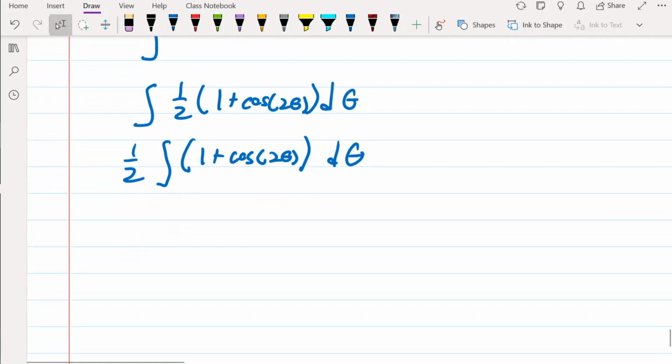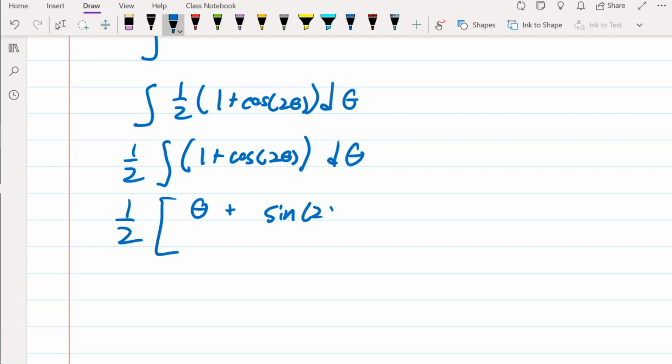From here, we can integrate. So we're going to have 1/2 times theta plus, if we take the integral of cosine, we're going to get sine of 2 theta. And because we have to use u substitution, this is going to be 1 over 2 in front. We're just going to skip over that step. And then that's all going to be plus c.